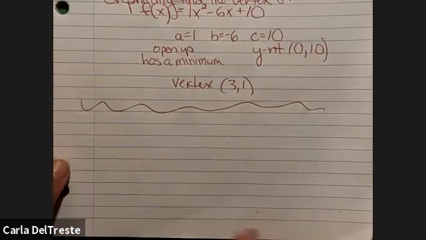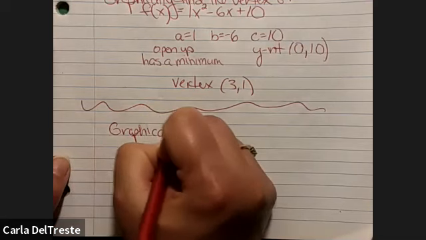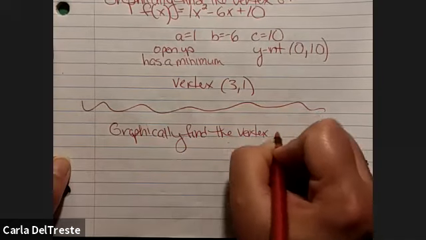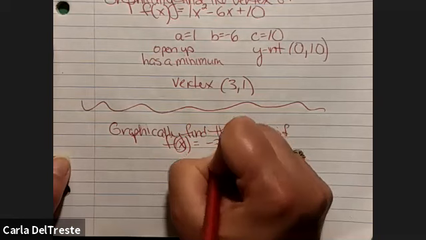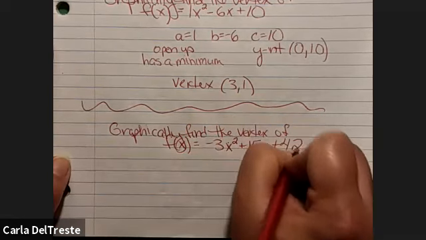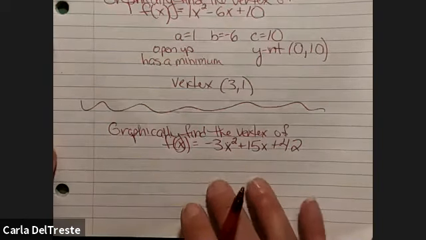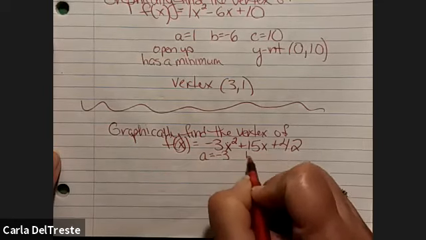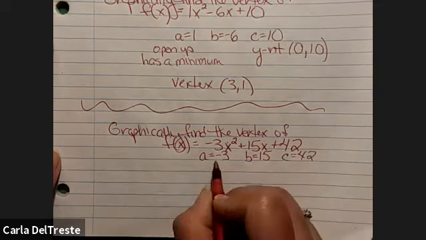Let's do one more quadratic. Graphically find the vertex of f of x equals -3x squared plus 15x plus 42. Before you jump to your calculator, ask yourself what you know about this function. A is -3, B is 15, and C is 42.